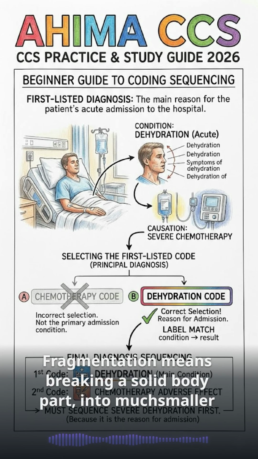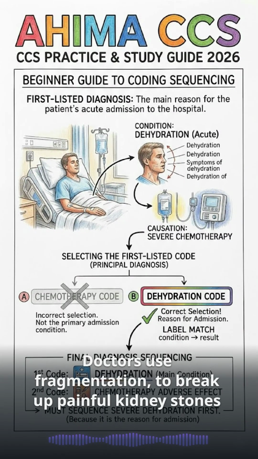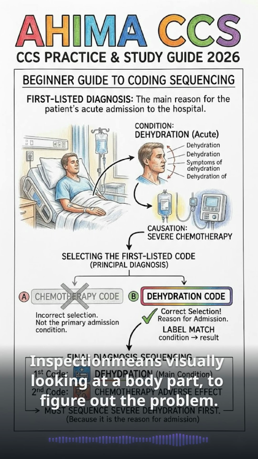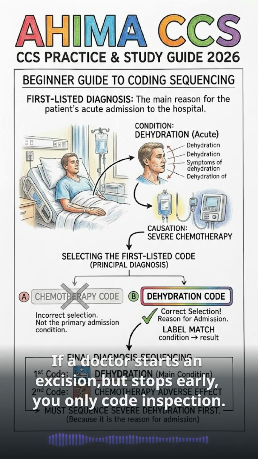Fragmentation means breaking a solid body part into much smaller little tiny pieces. Doctors use fragmentation to break up painful kidney stones without cutting the skin. Inspection means visually looking at a body part to figure out the problem. If a doctor starts an excision but stops early, you only code inspection.